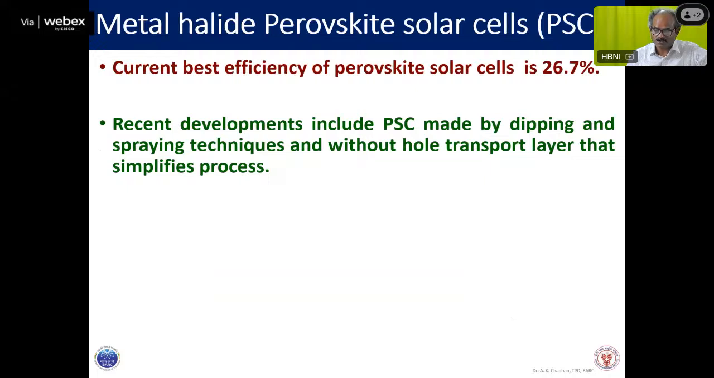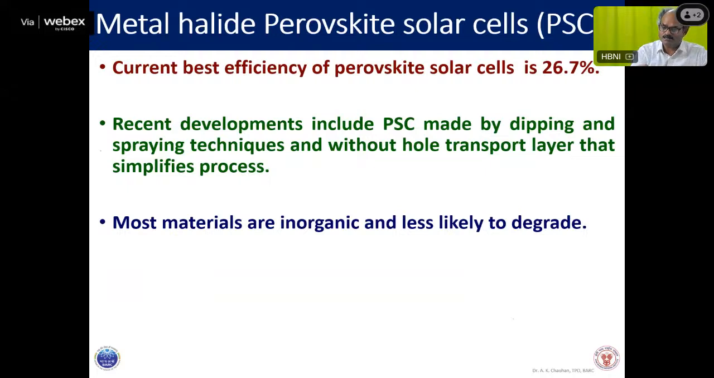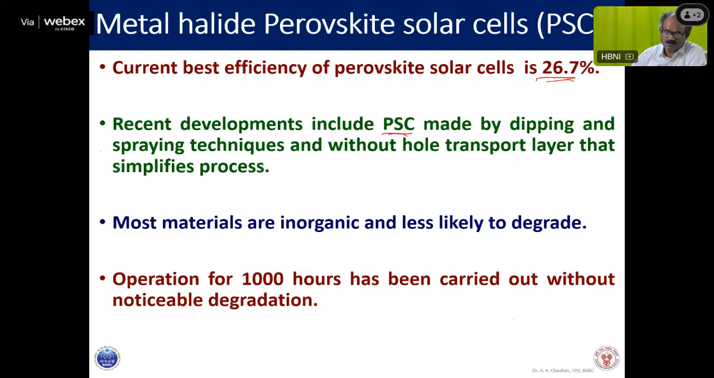Recent developments include PSCs made by dipping and spraying techniques, and without a hole transporting layer, which simplifies the process. But those are all in experimental stages only. Though efficiency is very high, we are still waiting for a reliable, commercially available perovskite solar cell. Because it contains lead, there is another issue, because lead itself is toxic. We are trying with tin also, but not successful so far.